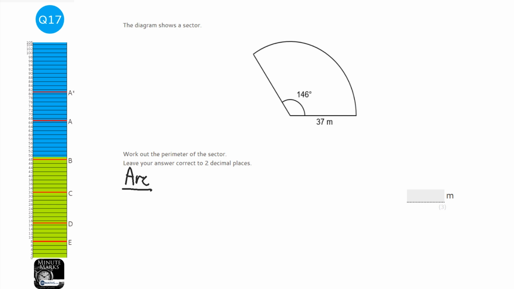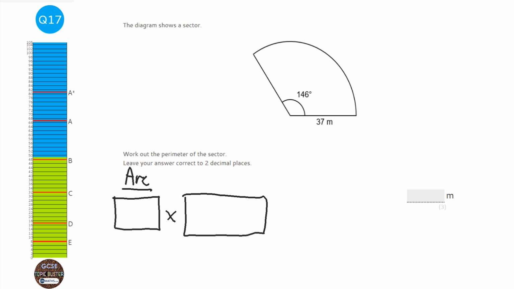Now the distance of the arc is the total circumference of the circle times by the fraction of the circle we've got. So you want to work out what the fraction is of the circle and times it by the circumference of the circle. To work out the fraction, we've got 146 degrees and there are 360 degrees in total in a circle. The formula for the circumference of the total circle is pi d, or 2 pi r.